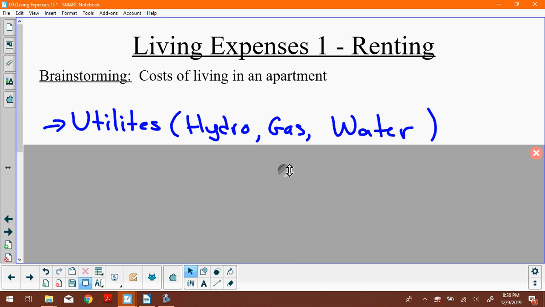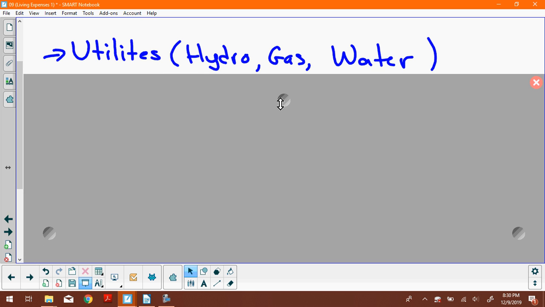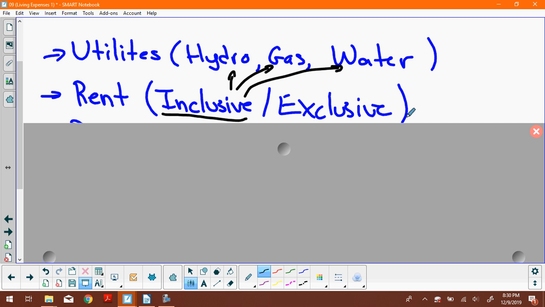There's your utilities, right? So electricity or hydro, gas, water. Sometimes those are included in the cost of rent. Sometimes they aren't, and you still have to pay them separately. Obviously there's the rent itself. And again, in terms of that hydro, gas, and water, if it is inclusive, that means these things are all in the price of the rent. If it's exclusive of that, if it's just the rent, then those have to be separate costs. And again, it depends on the setup of the apartment and what the landlord does.